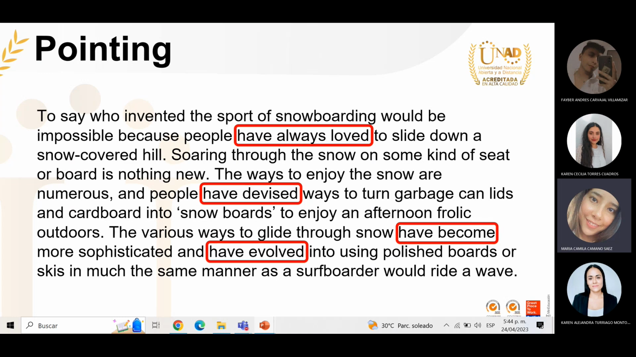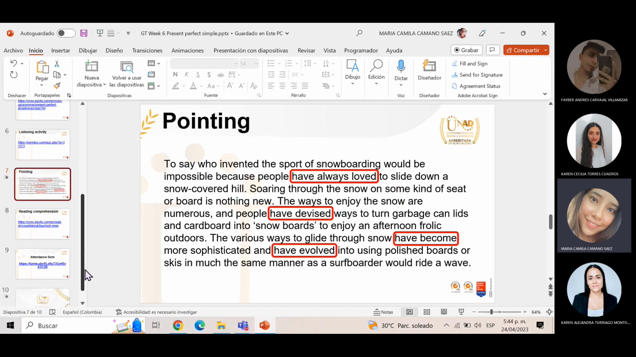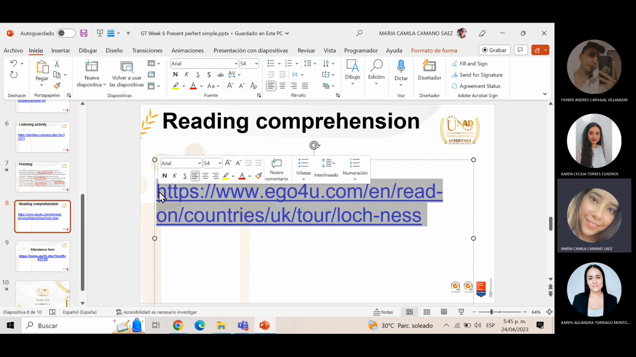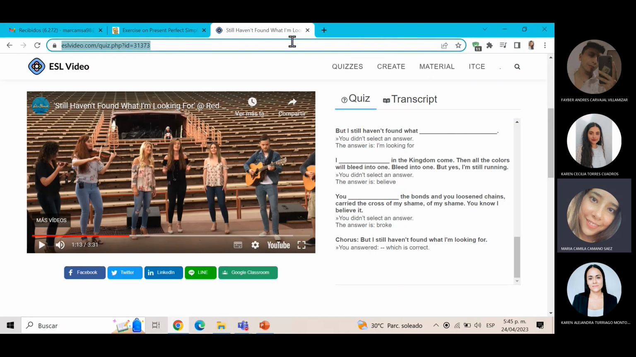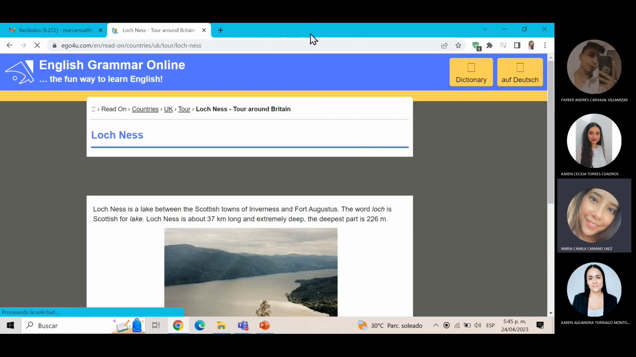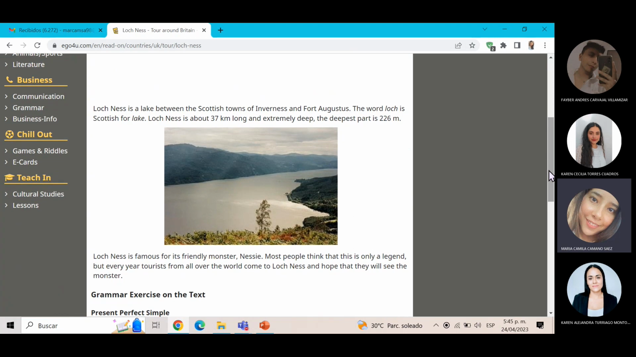Okay, so let's continue with this. This is a reading comprehension, and we're going to do it together. Let me show you. Okay, we have only two short paragraphs here. And please, who wants to read the first and the second?